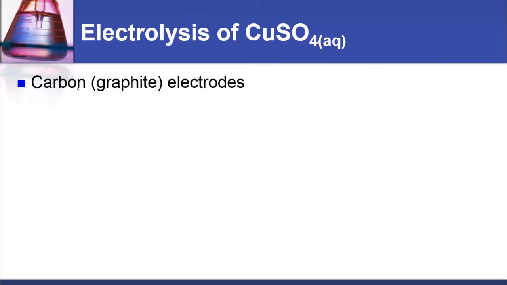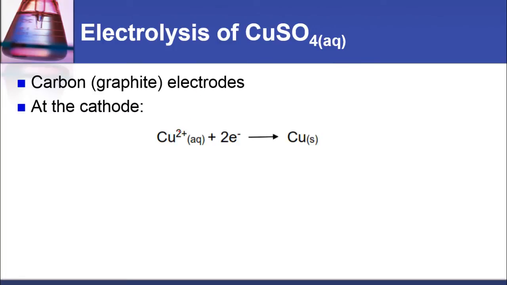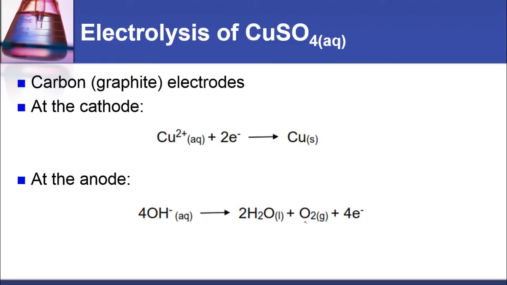Okay, so using carbon or graphite electrodes. At the cathode, Cu2+ is going to be discharged. Why? Because it has a more positive electrode potential than hydrogen. So we'll get copper metal at the cathode. At the anode, we get oxygen gas again. So that's with carbon or graphite electrodes.